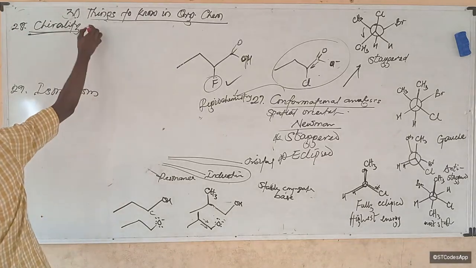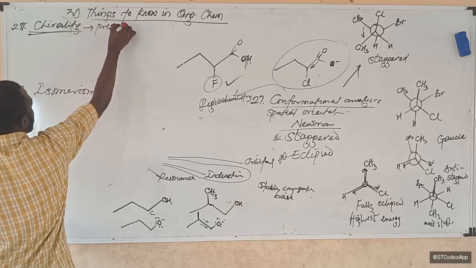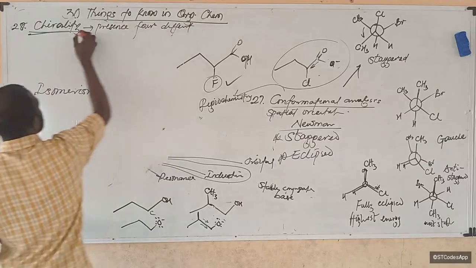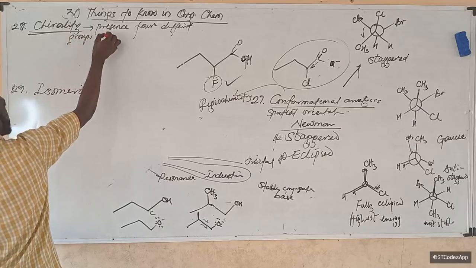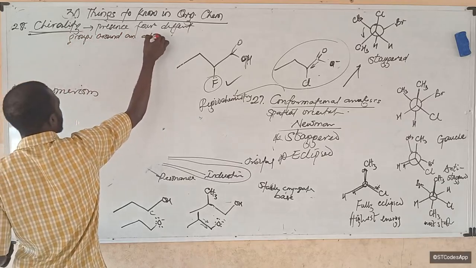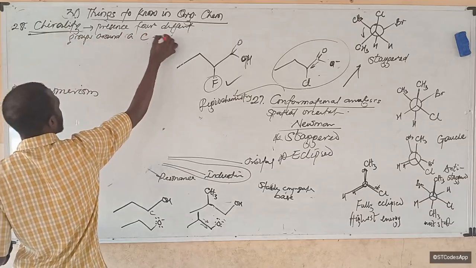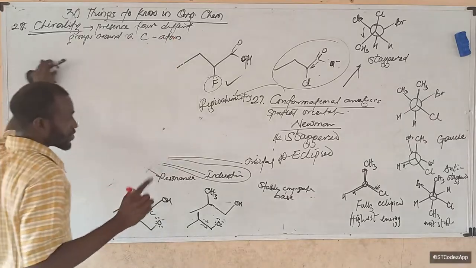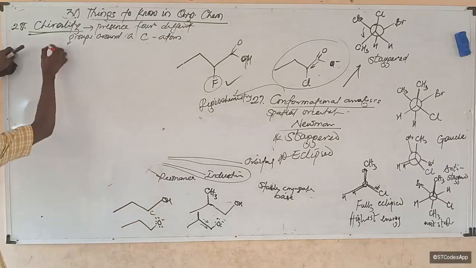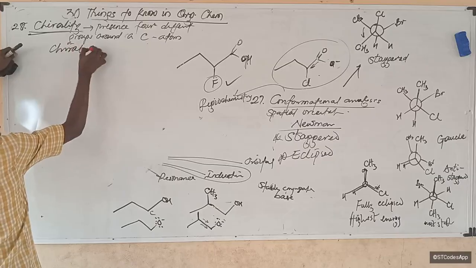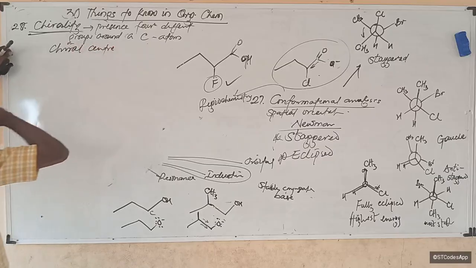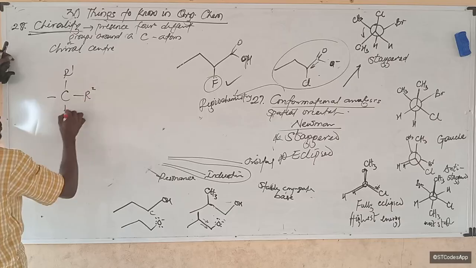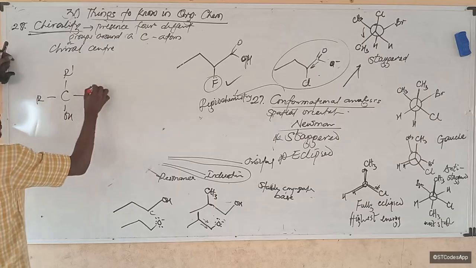So chirality is just the presence of 4 different groups around a carbon atom. Okay, so what that looks like is this. So when there are 4 different groups, that carbon will be called the chiral carbon. It gives it a chiral center. Now, what that looks like is this. There will be 4 different groups: R1, R2, maybe OH, maybe R.